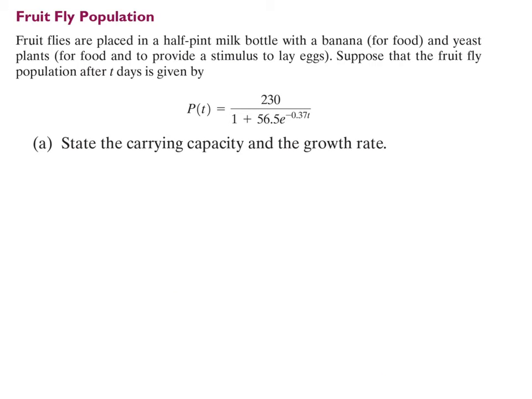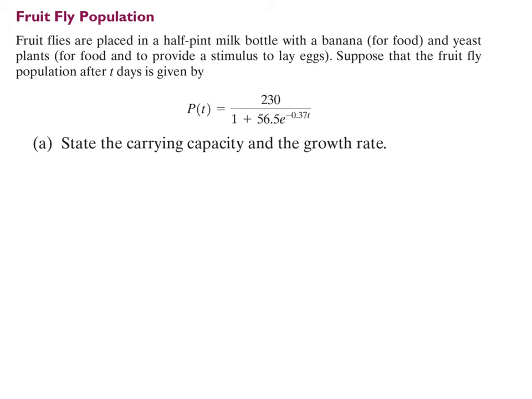And now let's talk about fruit flies, everyone's favorite. So let's say fruit flies are placed in a 1/2 pint milk bottle with a banana for food and yeast plants for food and to provide stimulus to lay eggs, because of course we want more of them. And suppose that the fruit fly population after t days is given by this equation. So we're going to do a multi-step thing here.